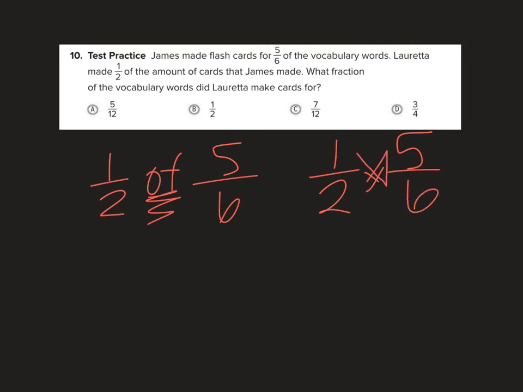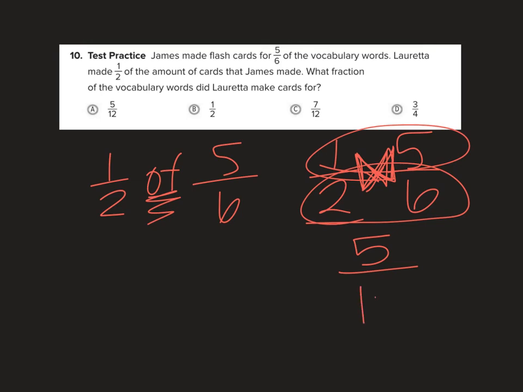I don't see anything that I can reduce. So I'm going to multiply numerators, 5. Multiply denominators, 12. 5/12. Can I reduce it? Nope. The only factors of 5 are 1 and 5, and 5 does not go into 12, so I cannot reduce. There we go. We're done.